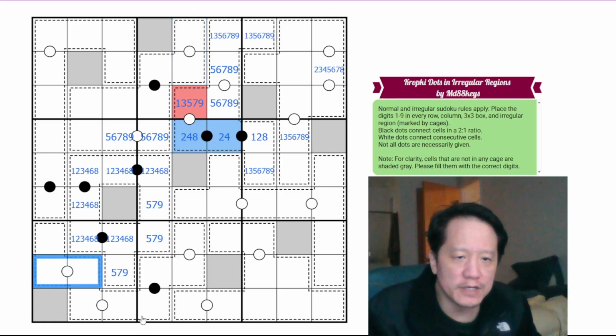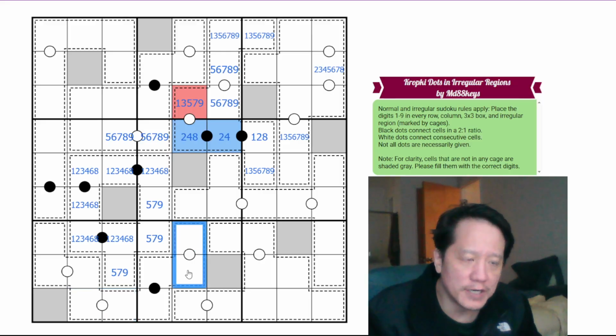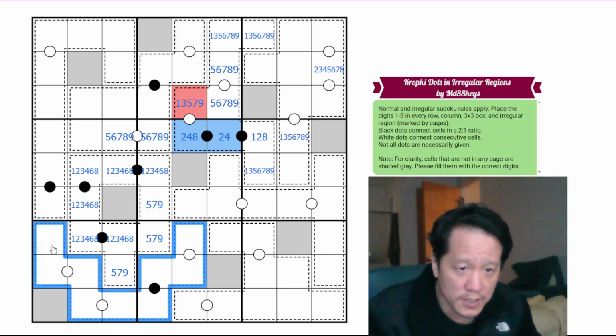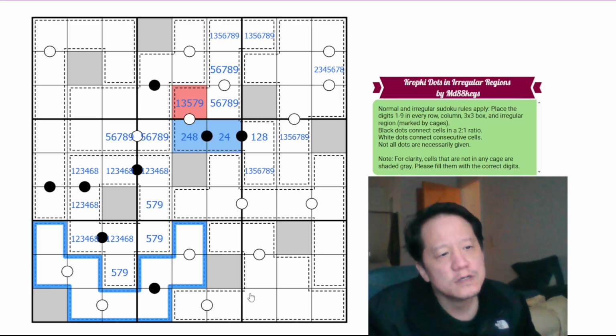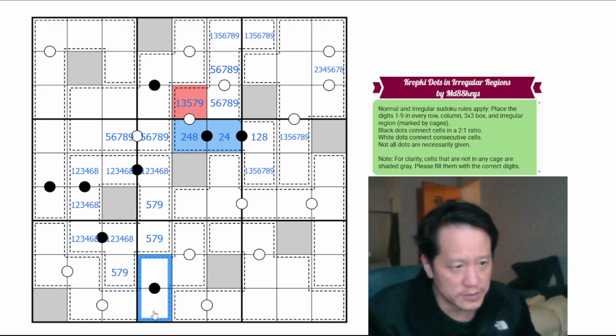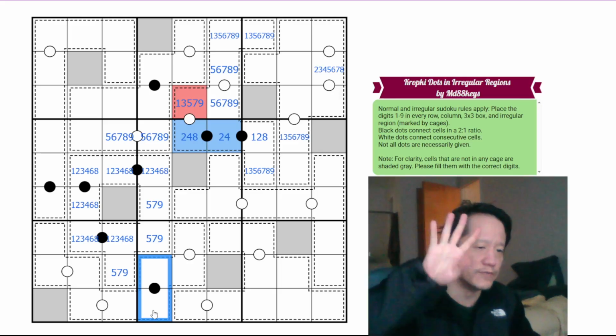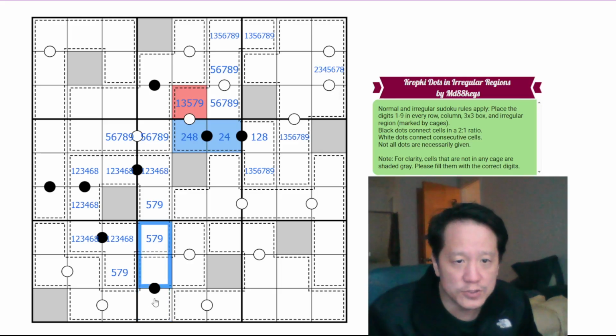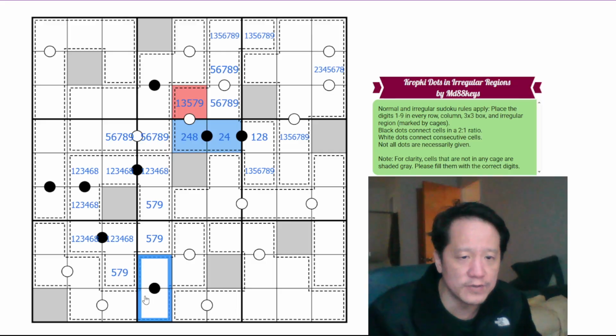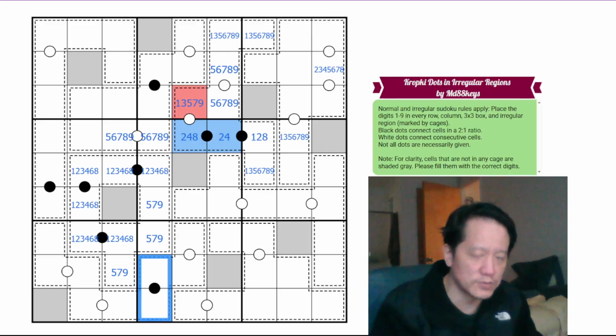This is 1 odd and even, 1 odd and even, 1 odd and even. So that's 3 evens accounted for in this cage. Therefore, you cannot have 2 evens here, because that's 3 out of the 4 evens are already accounted for. So this must be an odd and an even pair. So this is either 1, 2, or it's 3, 6.